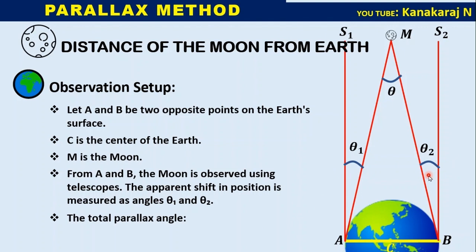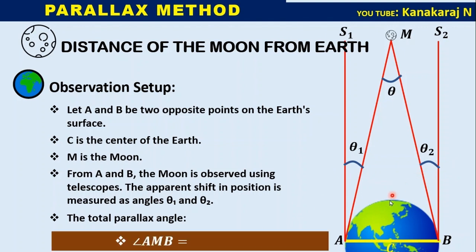The total parallax angle AMB is θ1 plus θ2 equals theta. So the parallax angle is impossible to measure from the moon. So we use a different technique, the parallax technique, to measure the parallax angle.